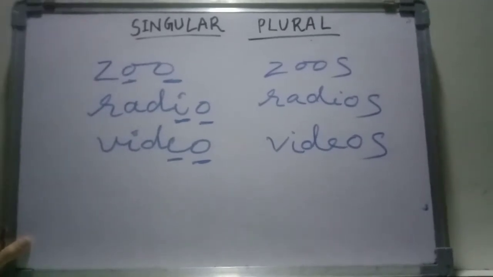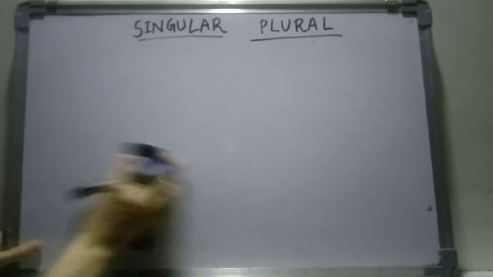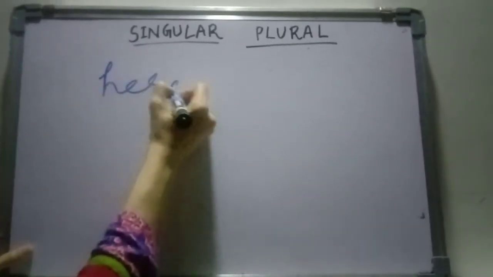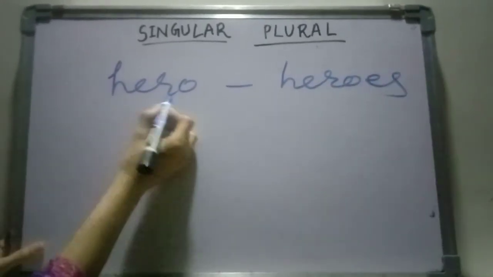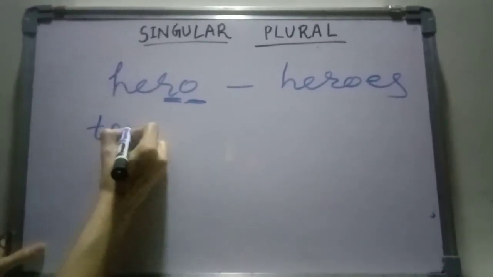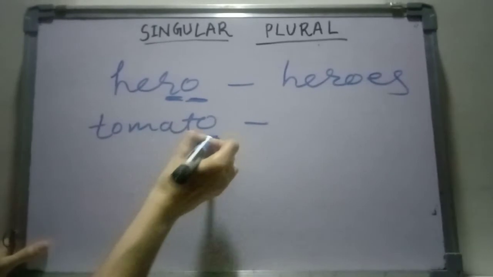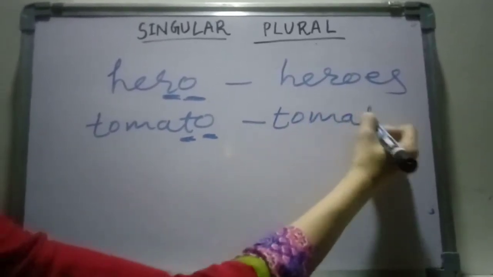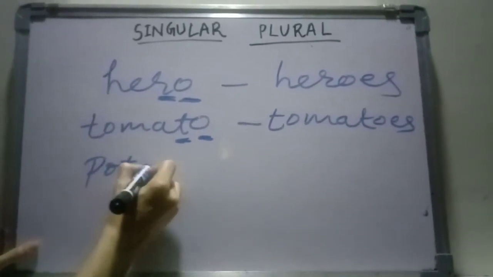Now if it is a consonant plus O, consonant plus O में क्या था रूल? हम ES ऐड करेंगे. क्या ऐड करेंगे? ES. ये कॉन्सोनेंट है और स्पेलिंग O से फिनिश हो रही है. एक और एग्जाम्पल आई विल टेक अप, टोमेटो. Now again this is ending with O and there is a consonant, so you add ES to it.